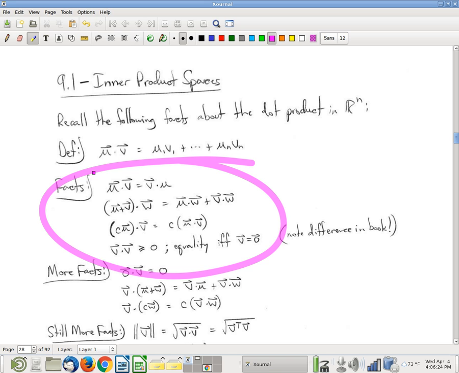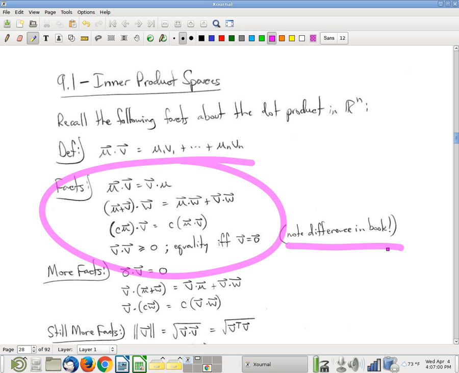Quick comment, the book kinda blows it on the fourth property. The book writes down a fourth property that's not equivalent to what I've written down here, and the book's property is weaker than this. The book's property is weaker in a way that's going to matter. So the book's property is not quite strong enough to be able to do what we need inner product spaces to be able to do. So we're not going to do it the book's way, we're going to do it my way. Note my property is a little bit stronger than the book's fourth property.